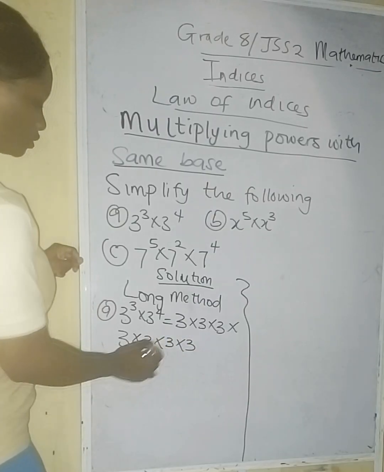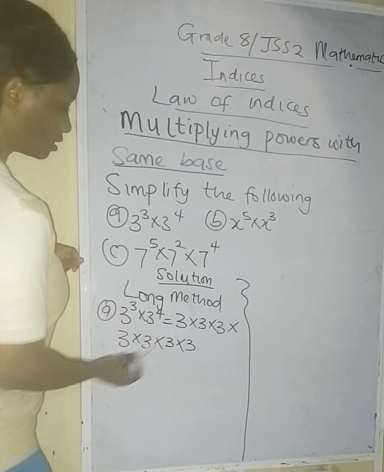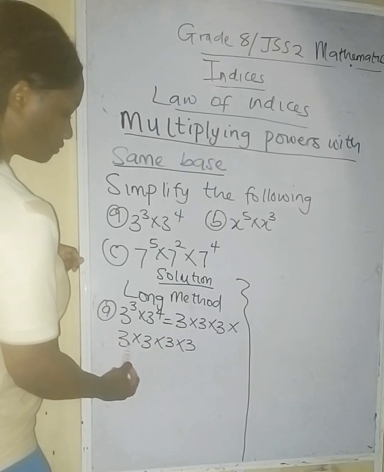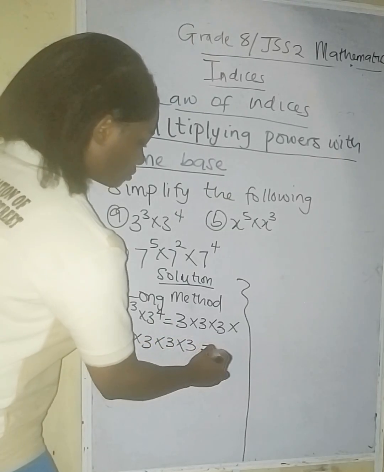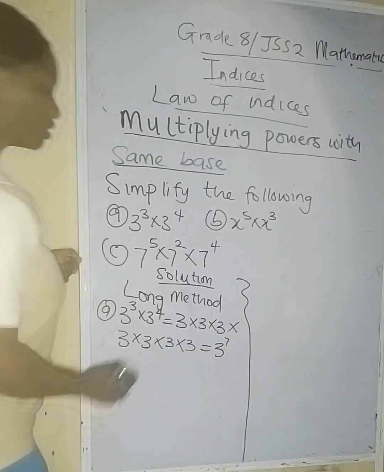Alright, so now how many times do we have this 3? This is 1, 2, 3, 4, 5, 6, 7. So this 3 appears how many times? 7 times. So that will be 3 raised to power 7. So this is for the long method.